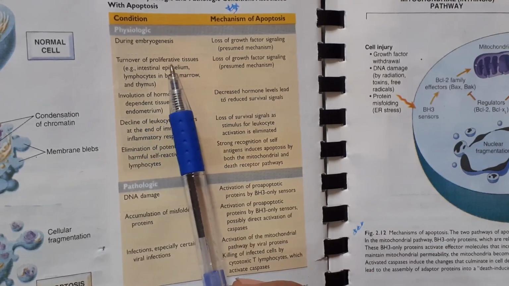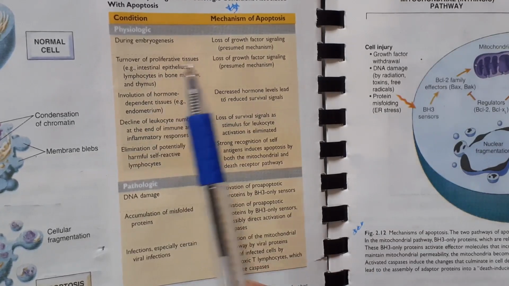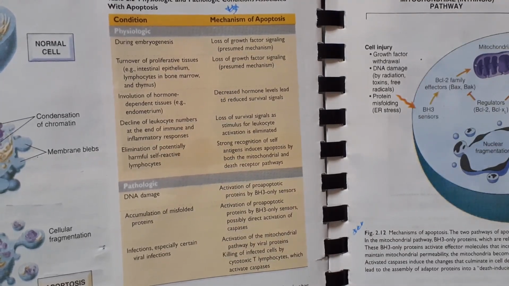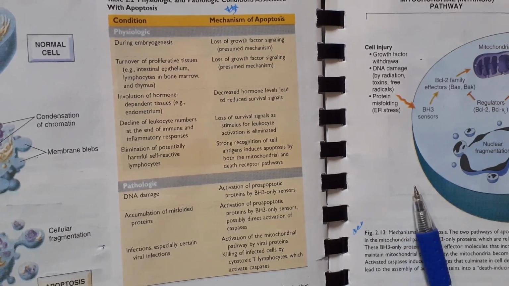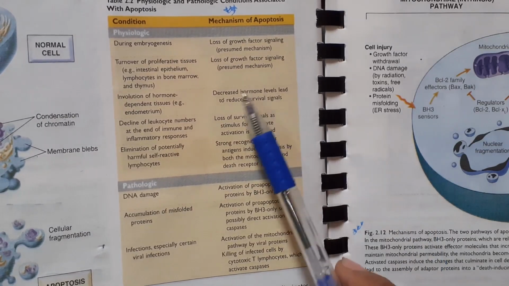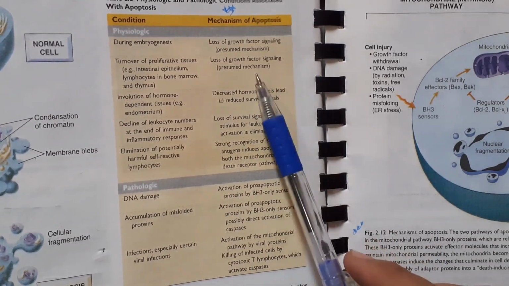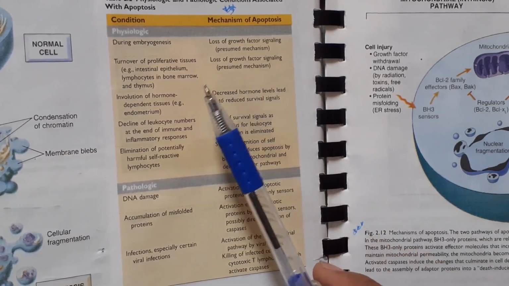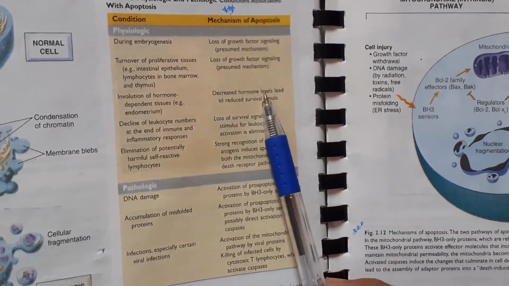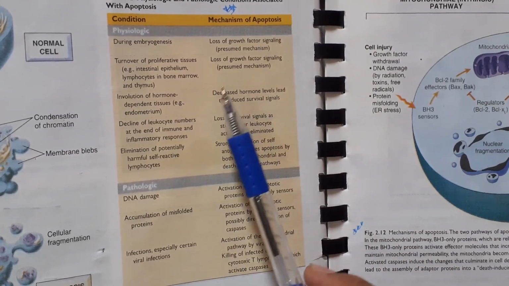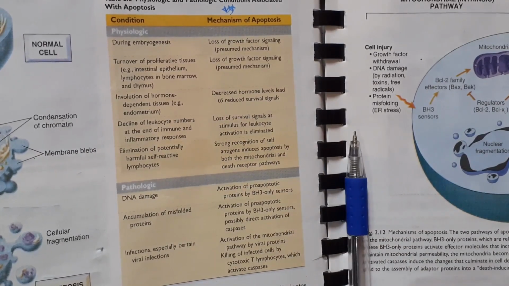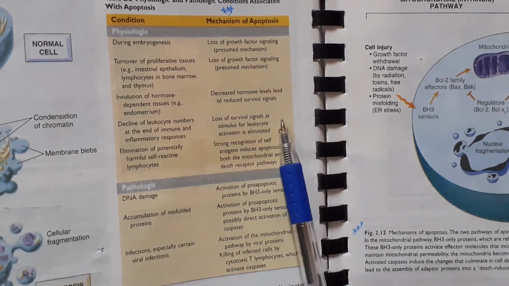Turnover of proliferative tissues: these tissues, which are responsive to hormones, normally continue to divide. For example, intestinal tissues. In the intestine, the cells at the bottom continue to divide, and cells at the top are lost by apoptosis. This is also due to loss of growth factor signaling or survival signals. Similarly, hormone-dependent tissues undergo apoptosis when the hormonal supply or hormone level declines. Similarly, there is a decline in leukocyte number at the end of infection, and this is also due to loss of survival signals.